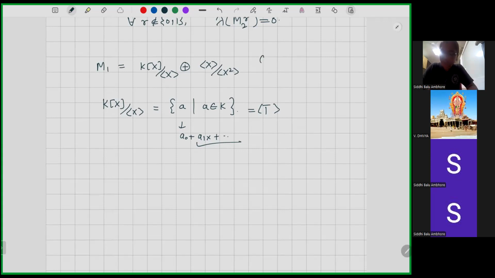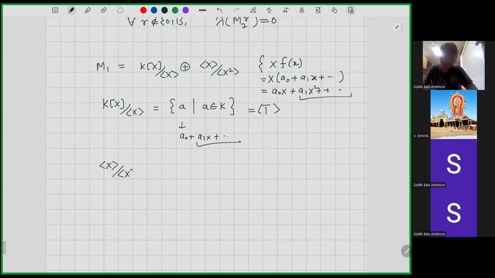That's not a problem, because again the ideal generated by x here consists of x times some f(x). So whatever the polynomial be, x times a naught plus a1x plus so on, it will be a naught x plus a1x square plus, but again I'm quotienting by x square, so everything from here onwards vanishes. And this second component, x mod x square, is now generated by elements of the form a x, such that a belongs to k. Is this okay?